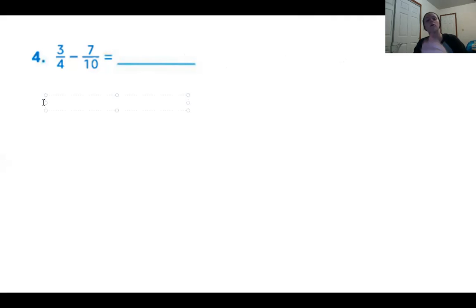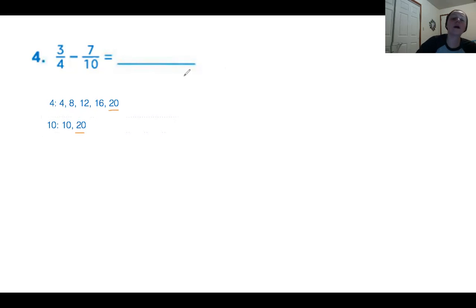Okay, so I'm going to start by listing out the multiples of 4, or in other words, by counting by 4s. So we have 4, 8, 12, 16, 20. Now I'm going to do the same thing for 10 until I find a multiple that they have in common. So we have 10, 20. Look at that. We already have a number that these two have in common. It would be 20.